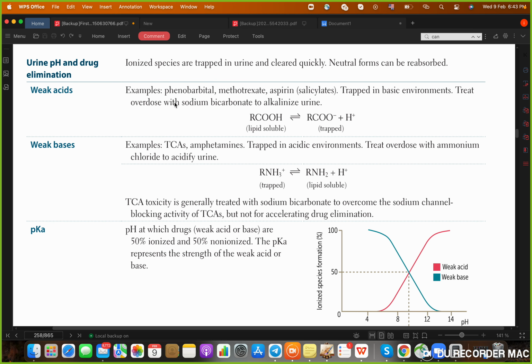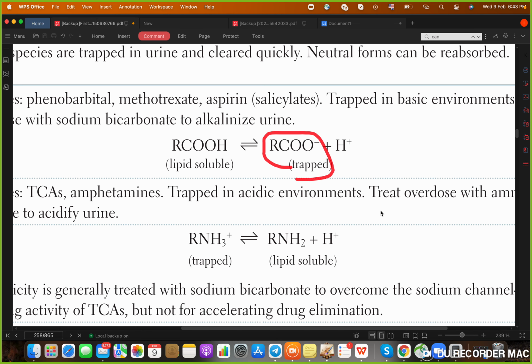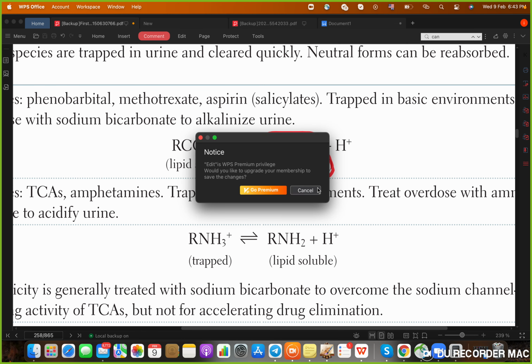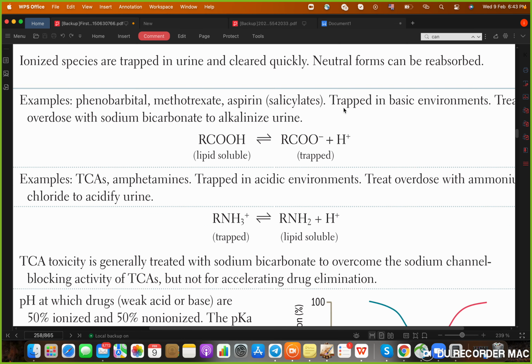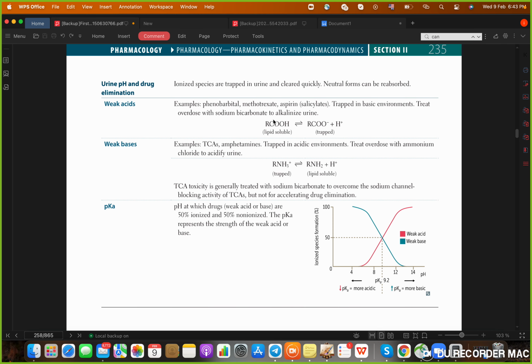So treat overdose with sodium bicarbonate to alkalinize the urine. So you give sodium bicarbonate, and the urine will become highly what? Alkaline. When the urine is alkaline, you have a lot of alkalinity, which is this guy, right? You are going to trap who? This guy, the acid. And that will allow the substance to get out from your body. So you trap it and it goes out.